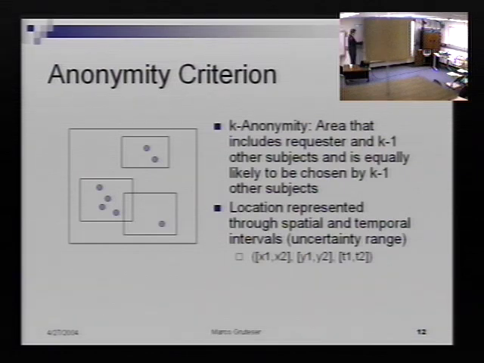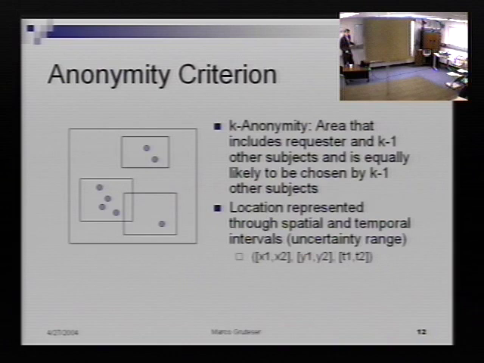And so let's say your own position is this one here, and there's another user in that area. If you reveal this area here to the service provider, it would be 2-anonymous. But you could also choose a larger region, such as this one here. Now you have 7 users, and it would be 7-anonymous.